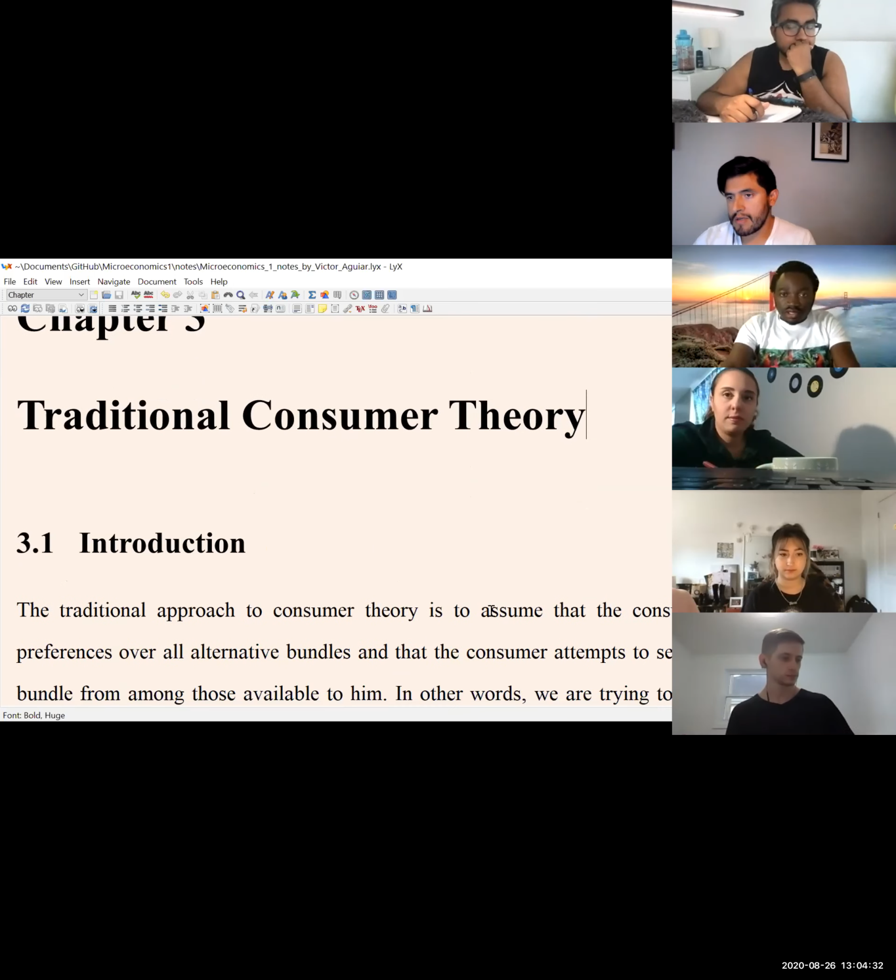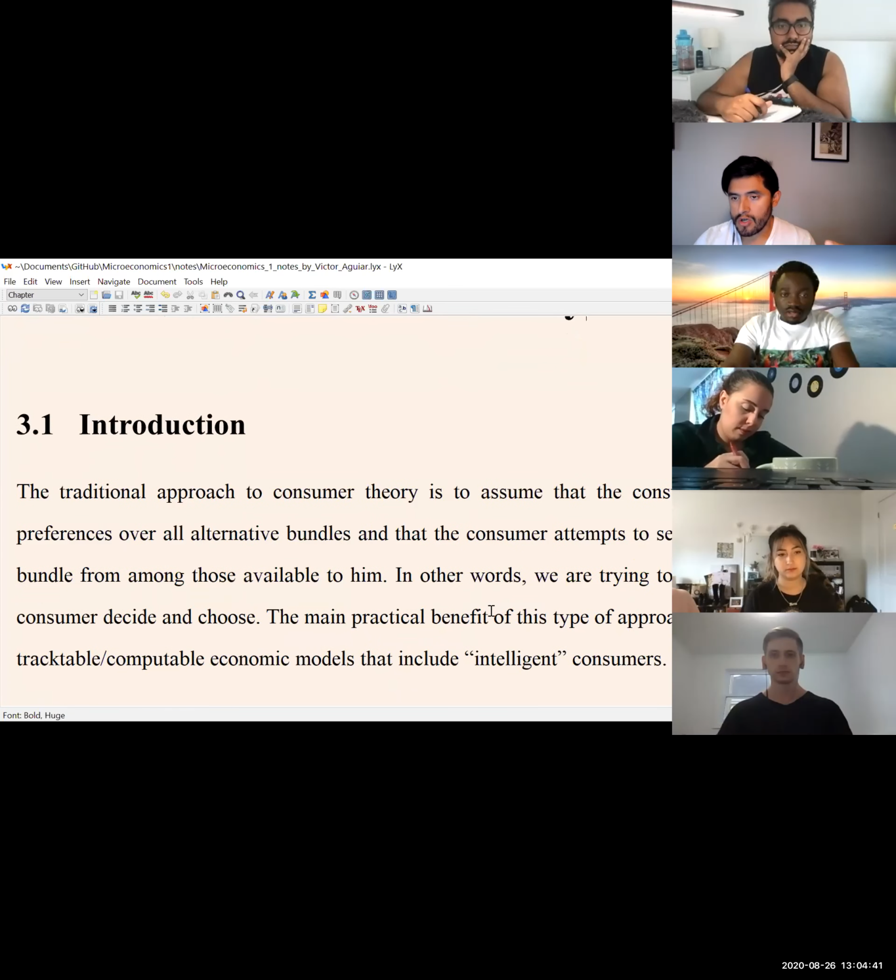So this chapter is basically traditional consumer theory. We're going to study utility maximization, okay? The traditional approach means we try to understand how to model consumer behavior through this paradigm of utility maximization, which in terms of rankings means that we have a consumer, a decision maker, that is at the same time transitive and complete, okay?